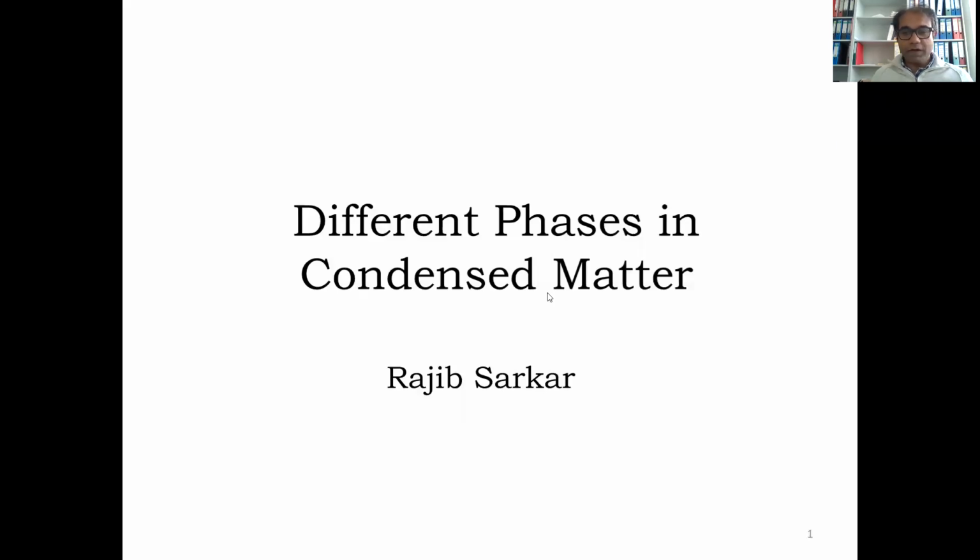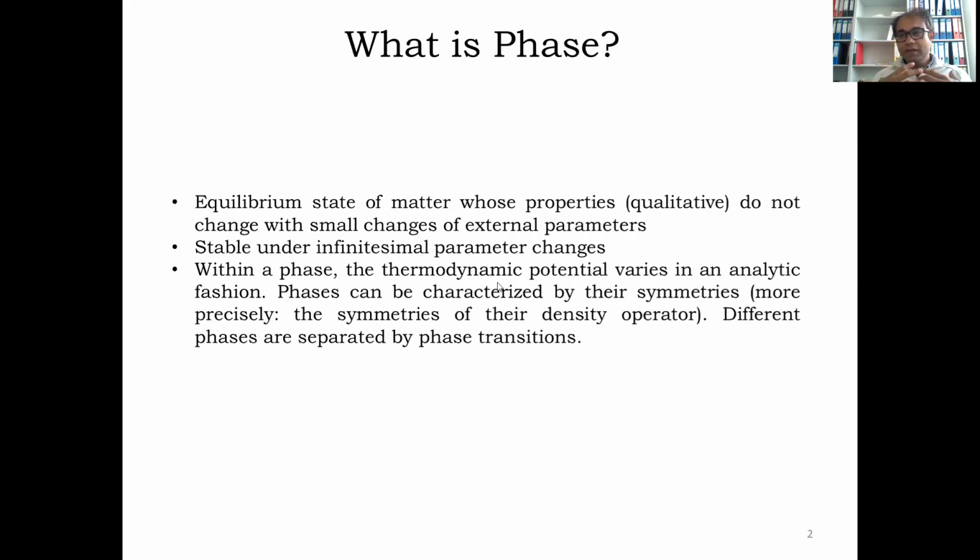Today, I will give you brief ideas about different phases in condensed matter. When you talk about phases of matter, first of all, we need to understand what a phase is. If we try to give a definition, we can call it an equilibrium state of matter whose properties, qualitatively, do not change with small changes of external parameters. This is basically the definition of a phase.